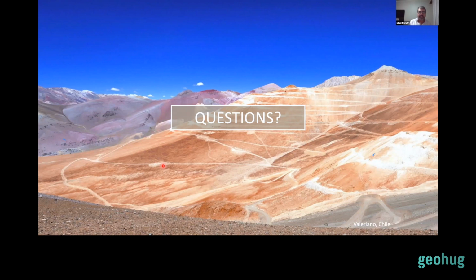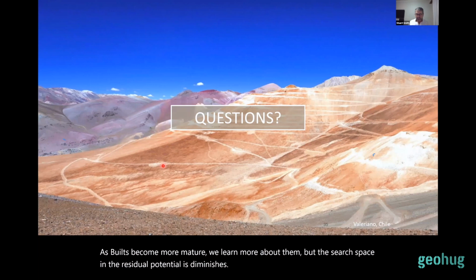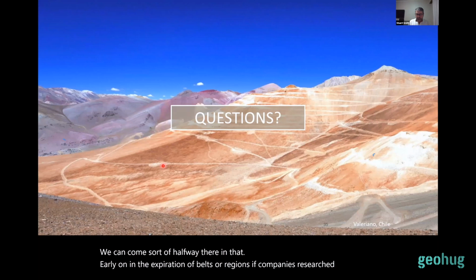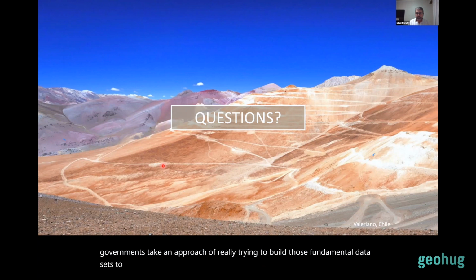Yeah, it's an interesting question. I mean, we clearly, as belts become more mature, we learn more about them, but the search space and the residual potential diminishes. I think we can come sort of halfway there, in that early on in the exploration of belts or regions, if companies or research institutions or governments take an approach of really trying to build those fundamental data sets to understand early and as quickly as possible, then I think you can potentially start to use that predictability before the search space disappears.